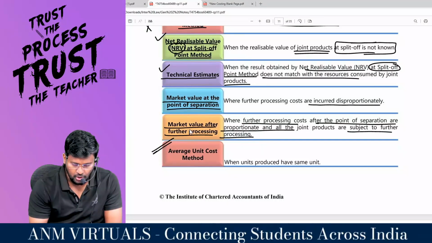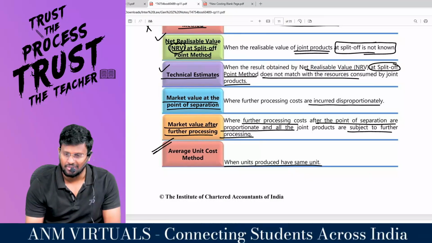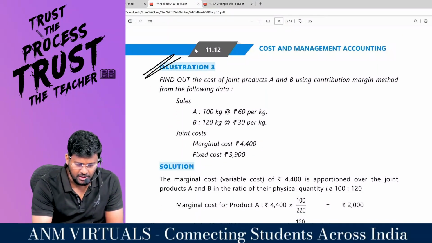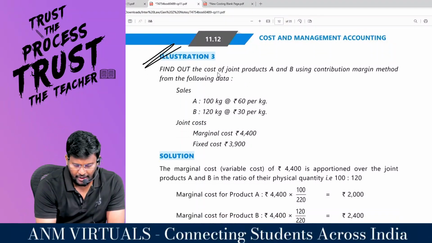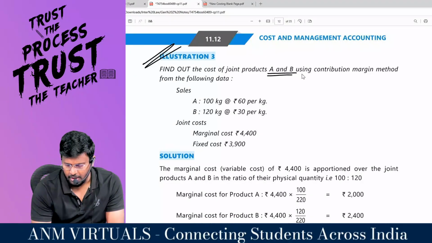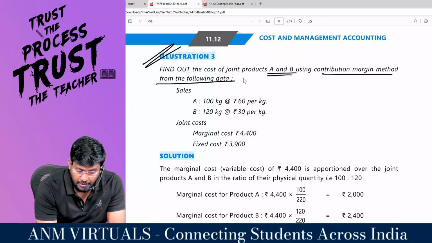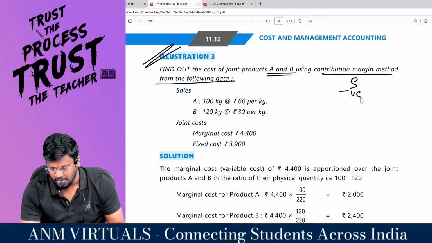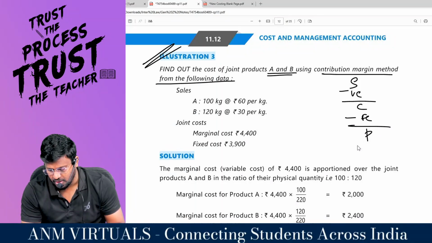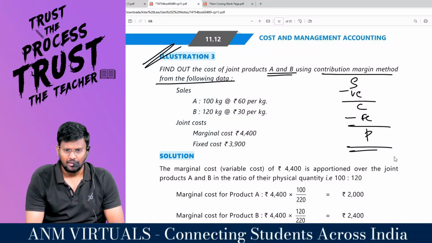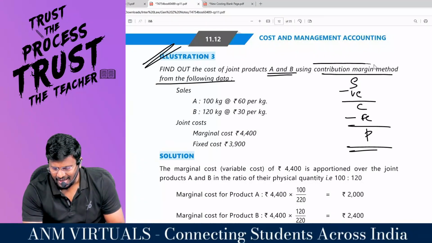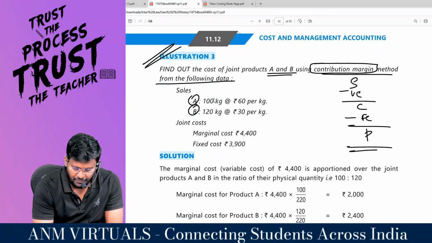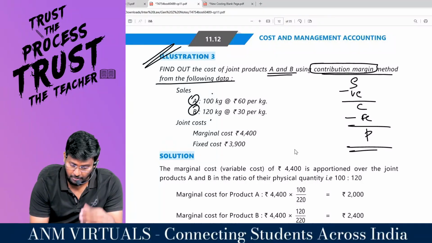And the average unit cost method is when the units produced are the same unit, you have produced only one type of unit. Shall we, with this background, take illustration number 3 and find out the cost of joint products A and B using the contribution margin method from the data? What is this, sir? Different contribution margin, which is nothing but sales minus variable cost, contribution minus fixed cost, profit. Correct. What is contribution margin? It is marginal costing, that's all, simple.